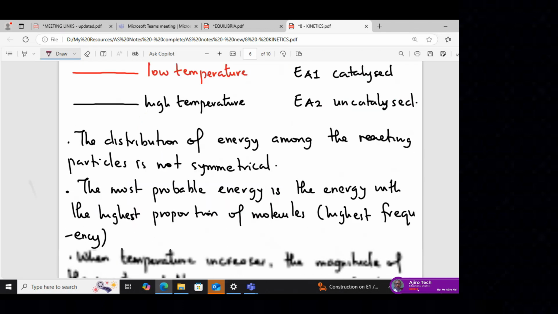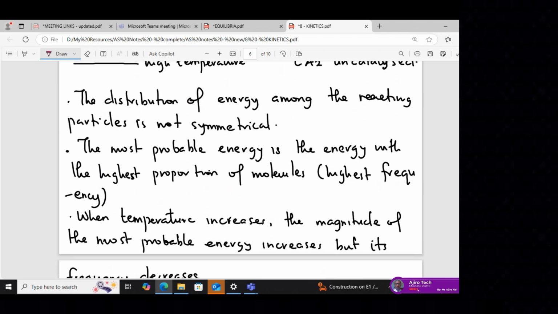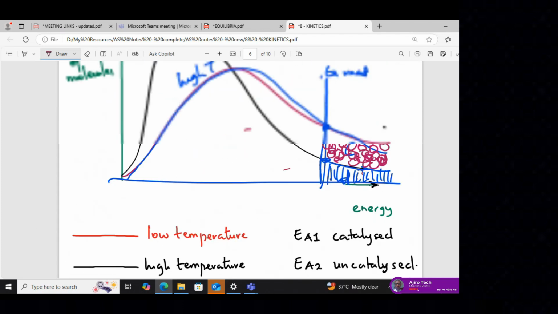So this is it. One year they said describe the curve. How do you describe the Boltzmann molecular energy distribution curve? Read it, please. The distribution of energy among the reacting particles is not symmetrical. What does that mean? They don't all have the same energy. Some have low, some have high. Go on. The most probable energy is the energy with the highest proportion of molecules, highest frequency. Stop there.